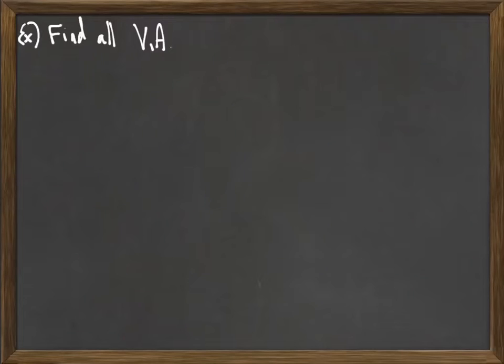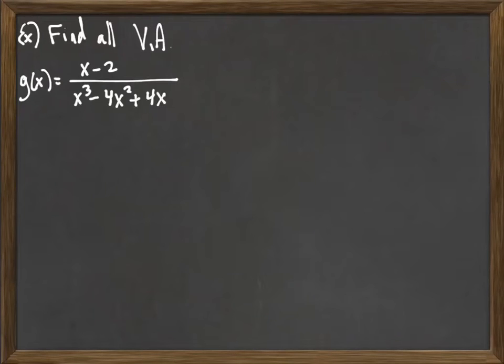So in the last video we looked at vertical asymptotes by talking about limits. In this video we're going to look at them a different way, a way that we can do them a little bit quicker. So consider the function here, x minus 2 over x cubed minus 4x squared plus 4x.